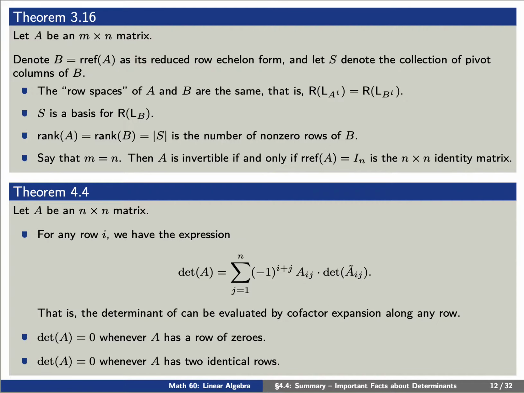Theorem 4.4 gives us a way of computing the determinant of an N by N matrix. It says that for any row I, we have the following expression, which is a sum, j goes from 1 to n, negative 1 to the I plus j, times A sub ij, this is the entry in row I, column j, times the determinant of A_ij tilde. This is that matrix we find from A by crossing out row I and column j. Next, the determinant of A is 0 whenever A has a row of zeros, and the determinant is 0 whenever A has two identical rows.